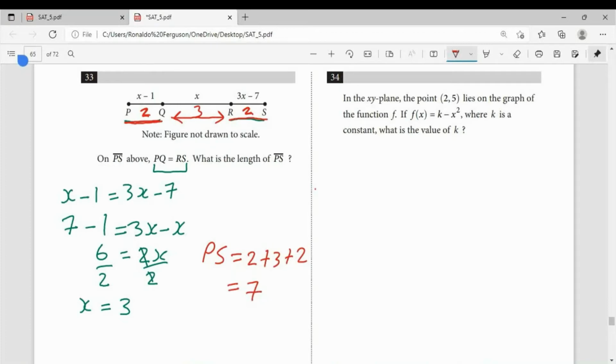You don't need to shade in units. No units here, just write 7.